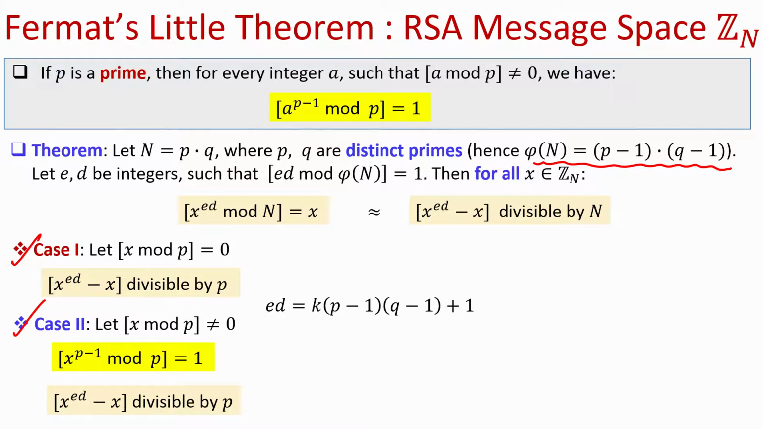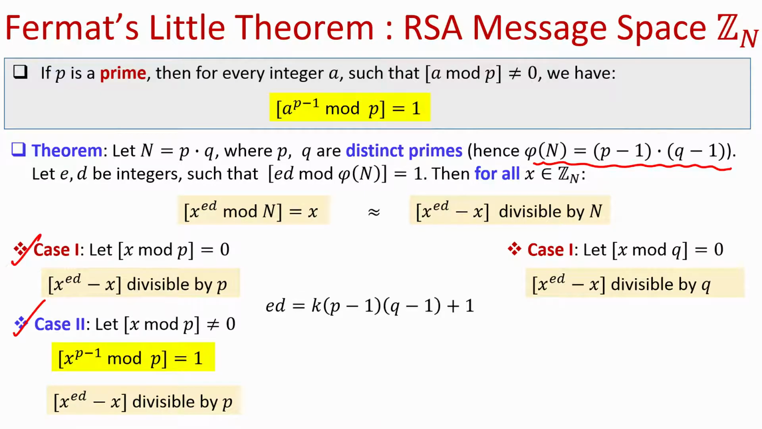I have established here that x to the power ed minus x is completely divisible by p, and symmetrically I can do the same argument for x modulo q as well. So, with respect to x and q, I have two subcases. If x is already divisible by q, then so is x to the power ed, and hence I can easily conclude that x to the power ed minus x is completely divisible by q.